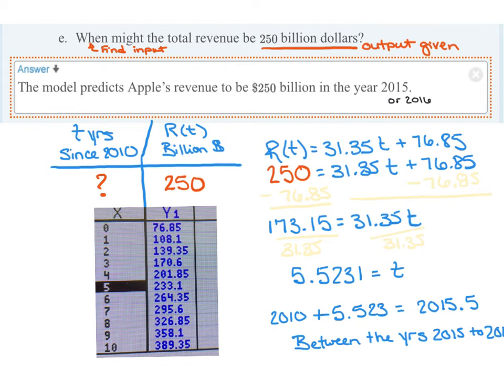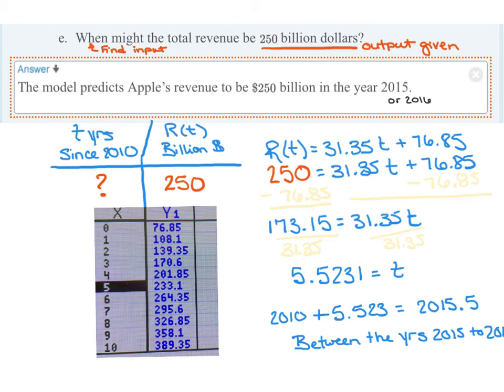For question number E, the letter E, when might the total revenue be $250 billion? So for this one, we're trying to find the input, and they're giving us an output. So if I put that in my input-output table, I have a question mark under T and 250 under revenue. Since it's in billions of dollars, I don't need to add all the zeros. I can just put the 250 in. So an output means I'm going to replace R of T in my function with the value 250 and set it equal to the rest of the function and solve.